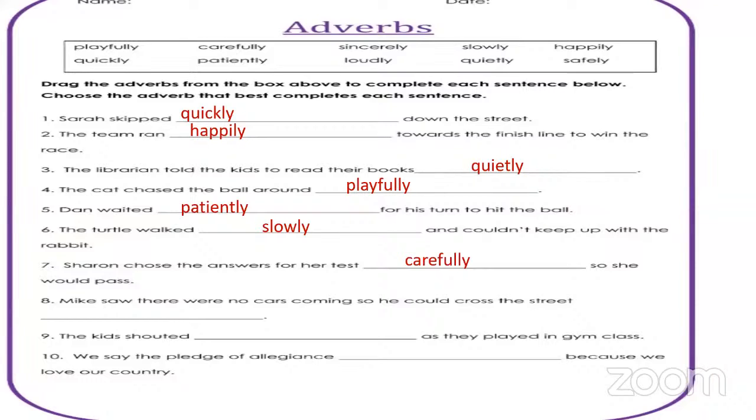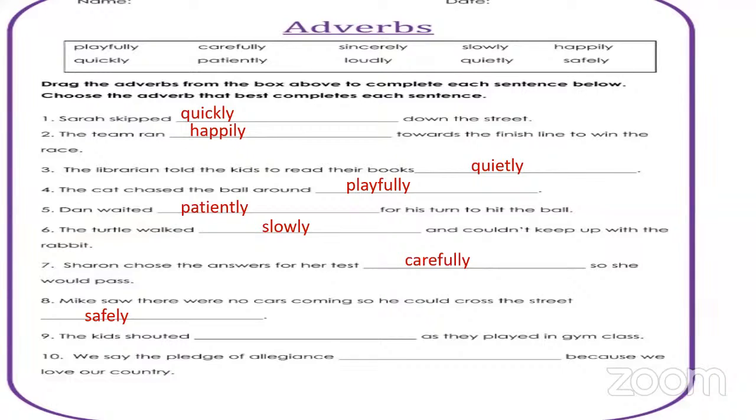So she would pass. Carefully. Choose the answers. Number 8. Mike saw there were no cars coming, so he could cross the street. Now, that's a very good point. When you cross the road, you must be very careful. And so he could cross the street safely.